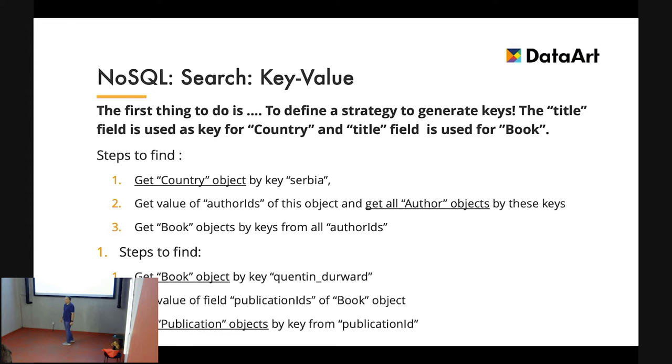And in our steps to search all books which were written by authors from Serbia. First step, we get the country object. This object contains arrays of author identifiers, of author keys. And we will load all author objects. Each author contains book identifiers, and we can find all books. And second, we load the book object by its key. After it, we get publication IDs from the book. And again, we get all publications by publication ID.